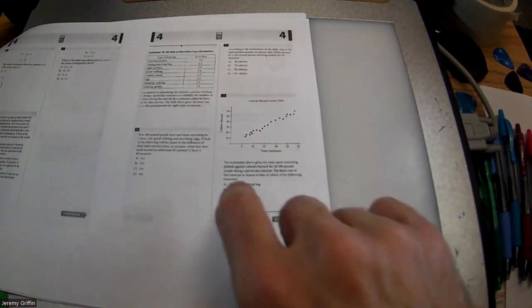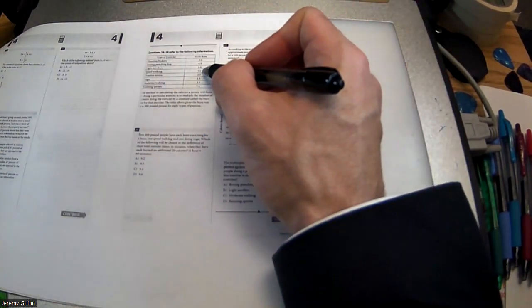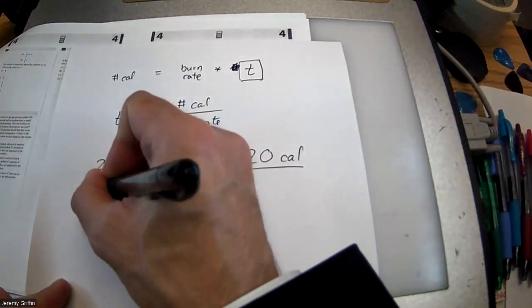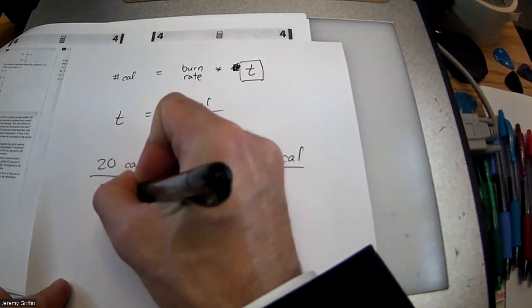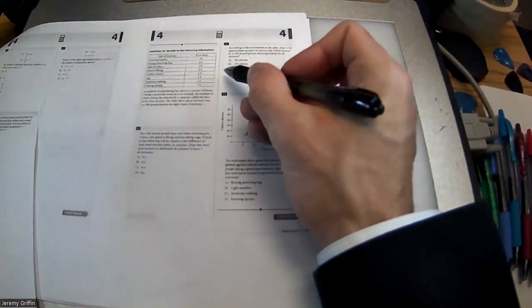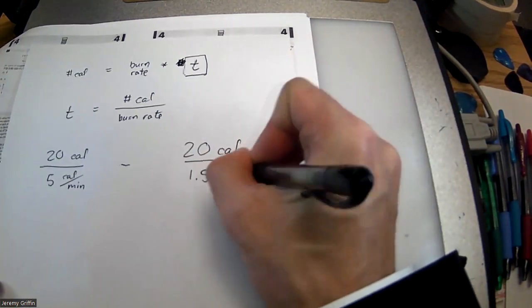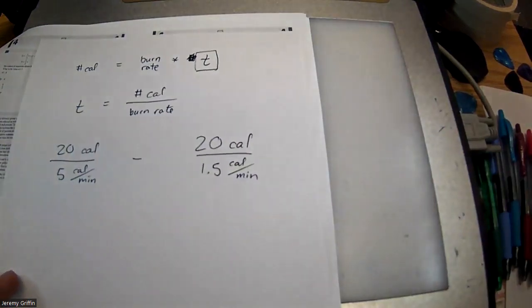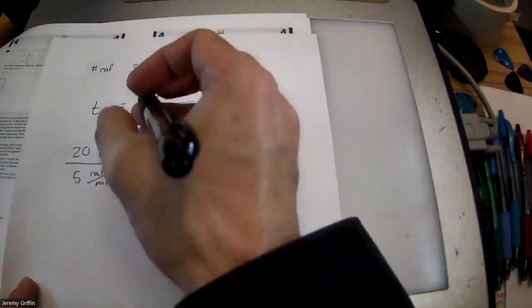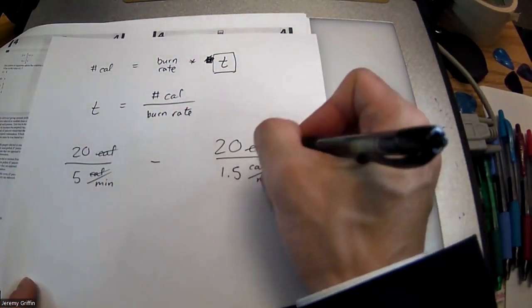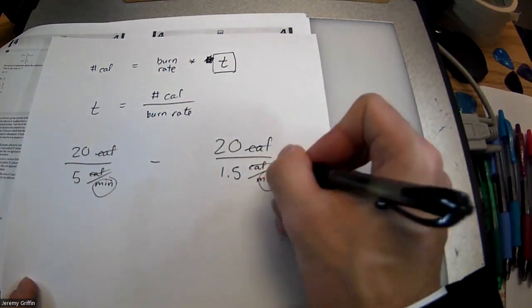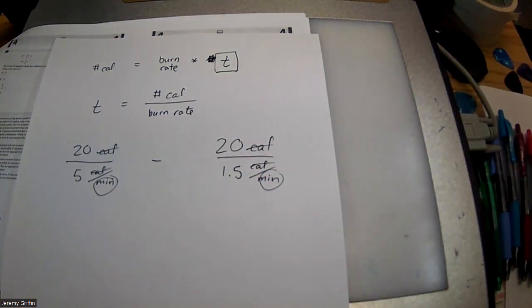Divided by, well, 2 different kinds of exercise though. Speed walking and yoga. Now, speed walking was 5 calories per minute, and yoga was 1.5 calories per minute. I see some fractions within fractions. Calories is going to cancel, minutes comes back to the top. Well, it's good, the answer is going to be minutes. Kind of figured that out already.